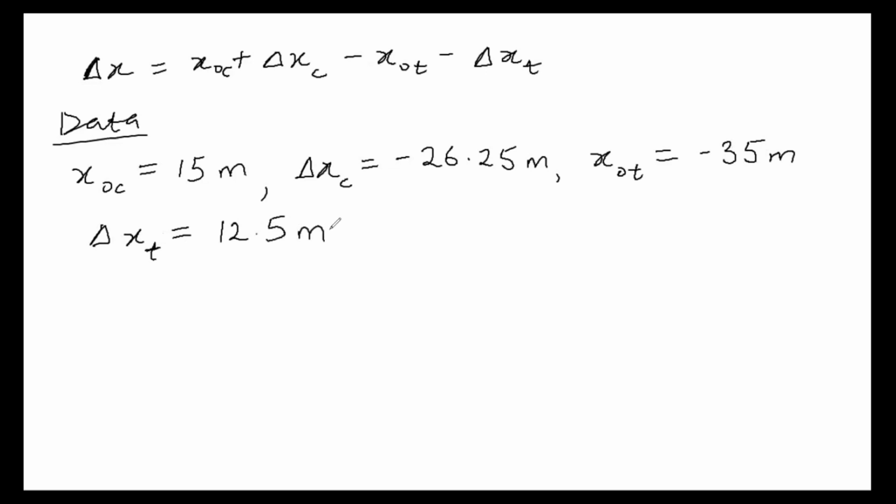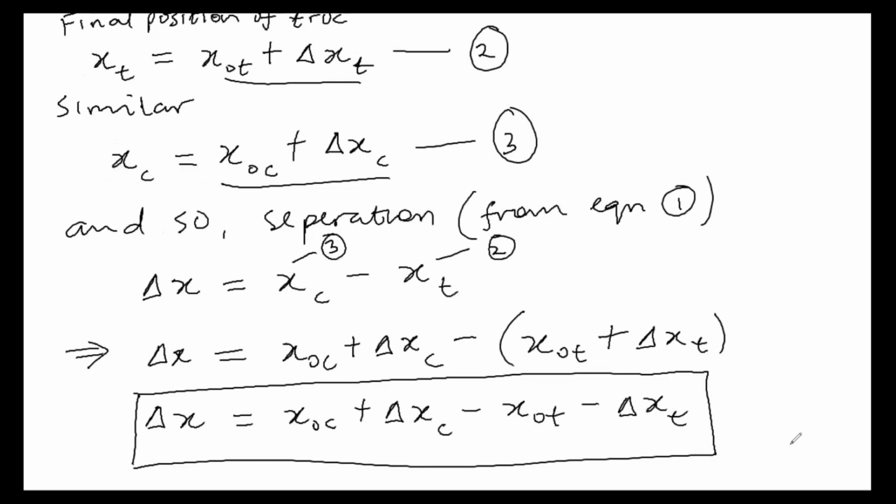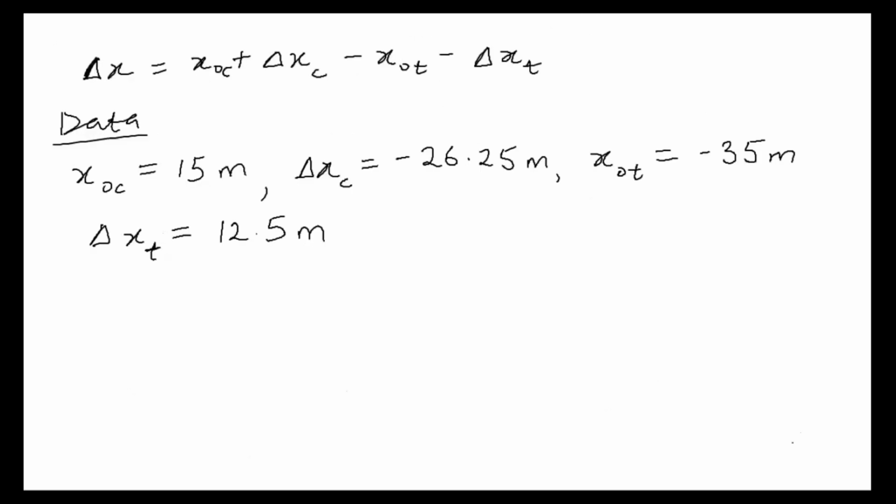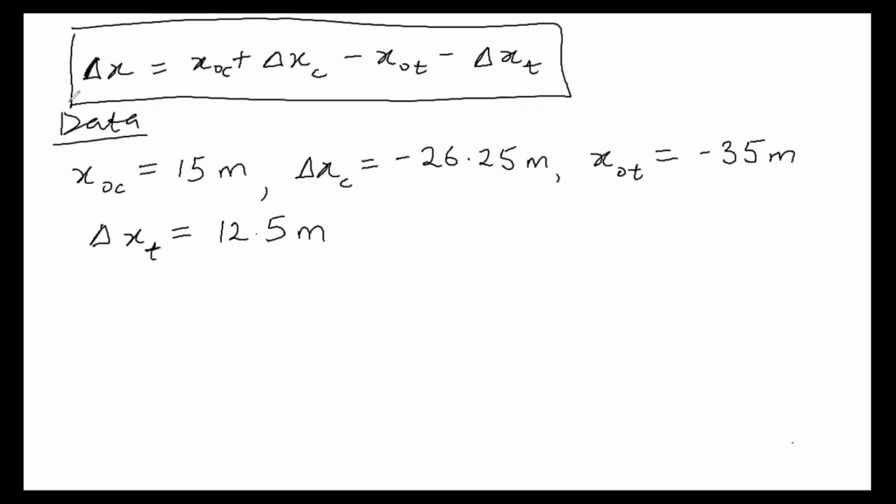Okay, so this delta x t, I think we had already calculated it, and the value is given here, 12.5. So you have already found a symbolic answer, and now you just plug in these values here, and then you are good to go. You find the answer. Just for the sake of completion, I know that you guys can do this.